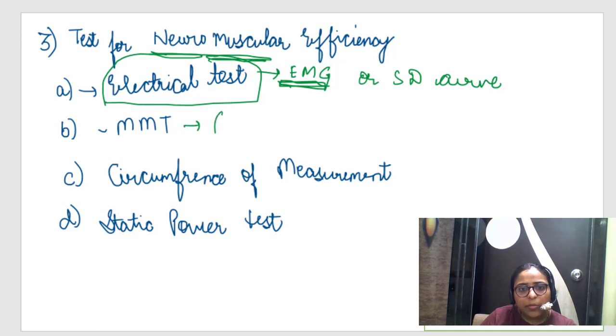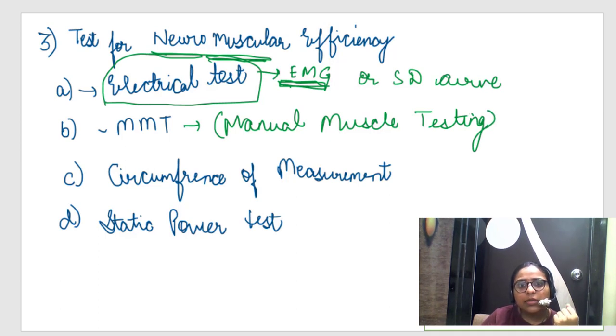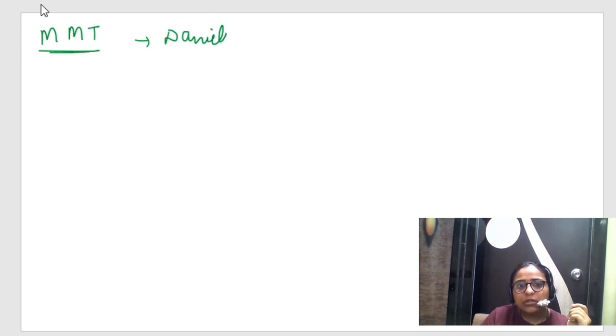And MMT is manual muscle testing. Manual means you do something manually, not by machines, right? And muscle testing is checking the muscle. So you are checking the muscle manually, that is your manual muscle testing. I will discuss it in detail. It is given by Daniels, right? Daniels gave the MMT, and he gave some points on how you check it.